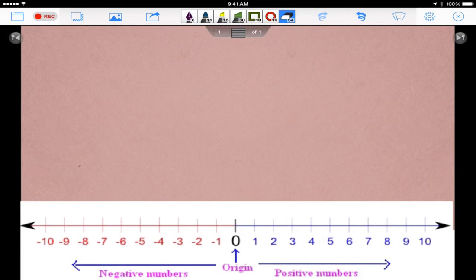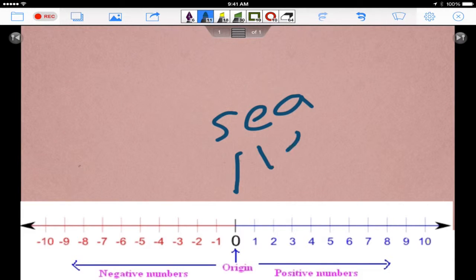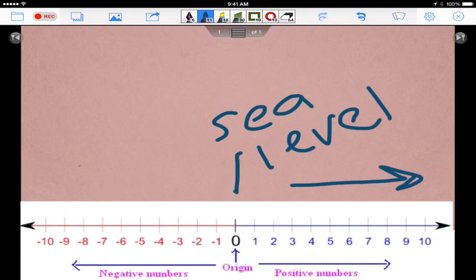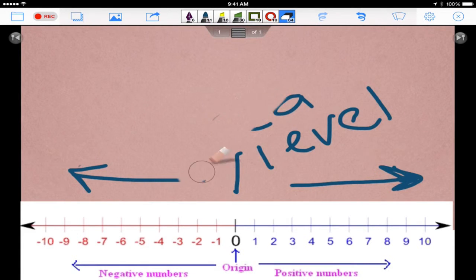0 is the origin. So if we talk about, let's say, sea level is at 0, and you say that you are above sea level, like a mountain is above sea level, that would be a positive number. If something's below sea level, like in the ocean or maybe a valley, that's a negative. So that goes down. Okay?